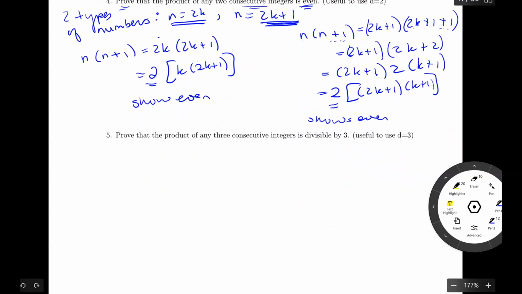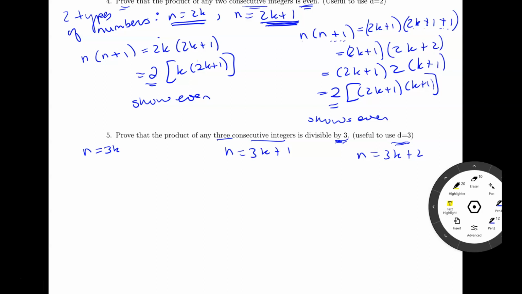All right. So let's look at this next one. Show that the product of any 3 consecutive integers is divisible by 3. Since I'm looking for divisible by 3, I'm giving you a suggestion: that means I want to think of the cases where d is 3. So I've got 3 cases: n equals 3k, n equals 3k plus 1, and n equals 3k plus 2. So I want to work with these three cases.